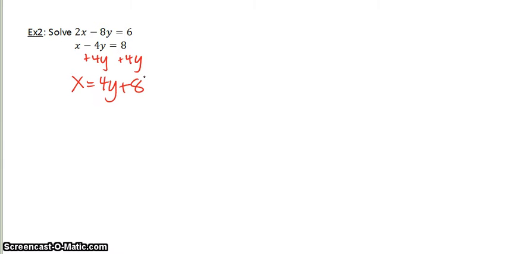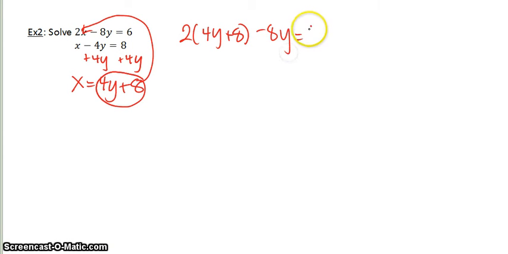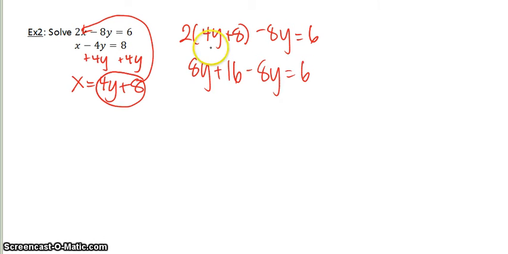My second step is I'm going to take this new equation, this is what x equals, and I'm going to plug it into the other one. So I'm going to plug in 4y plus 8 as x. So I'm going to say 2 times x, which is 4y plus 8, minus 8y equals 6. So now I'm going to distribute, because I need to solve for my remaining variable, which is y. So I have 8y plus 16 minus 8y equals 6. So 8y minus 8y is 0, so I'm left with 16 equals 6.